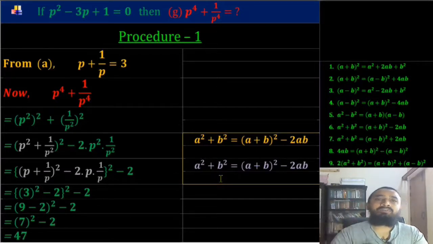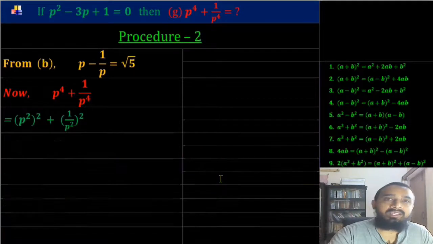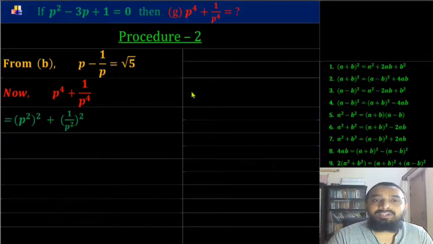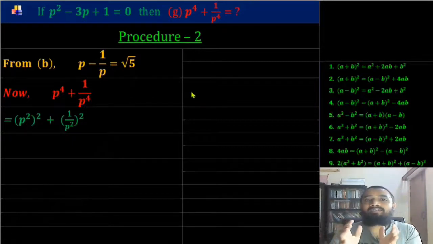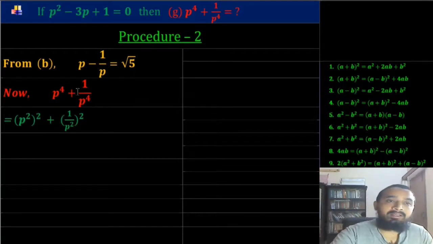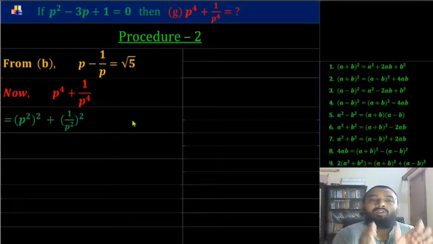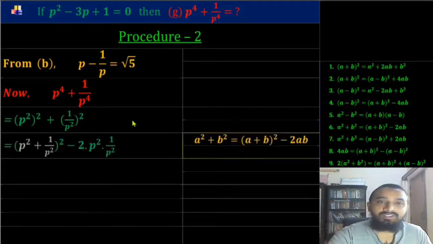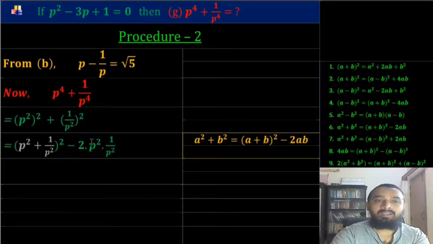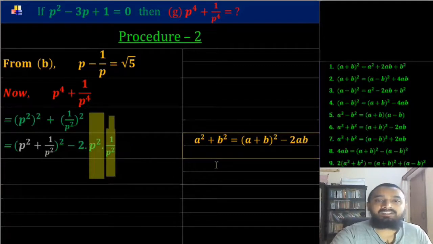Okay, let us move on to the second procedure. Here we consider the value p − 1/p = √5, which we got from b. Again we reduce the given expression, our destination, which is (p²)² + (1/p²)². As we mentioned earlier, we always apply the plus corollary first. So we're going to get (p² + 1/p²)² − 2·p²·(1/p²). Just like the previous one, this part vanishes.